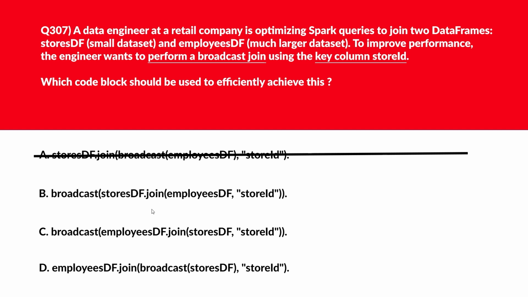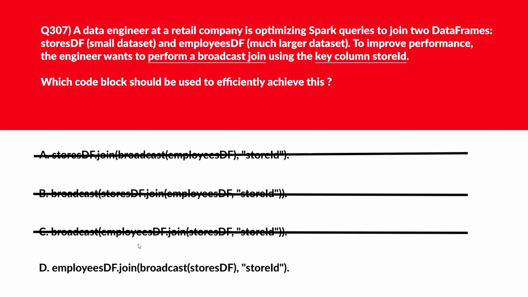Will reject it. Option C, broadcasting the larger data frame, that is employees df, causes performance issues. Incorrect. Option D, broadcasting the smaller data frame, that is stores df, ensures efficient join with the larger data frame employees df. Looks good. We'll lock option D as the right answer.